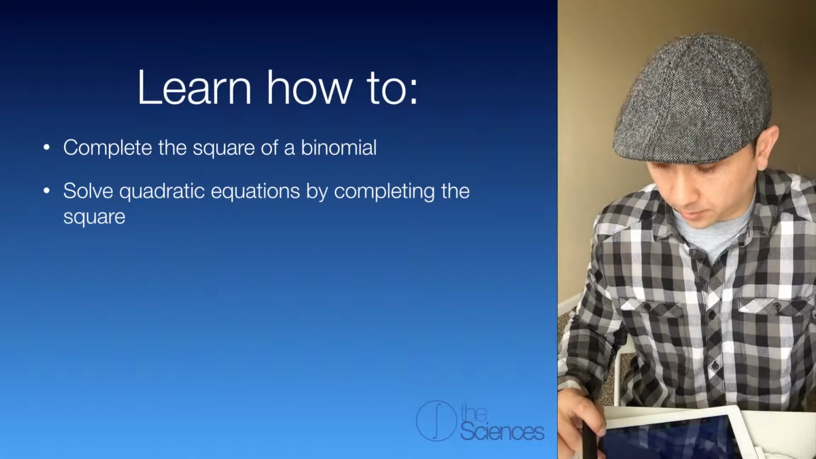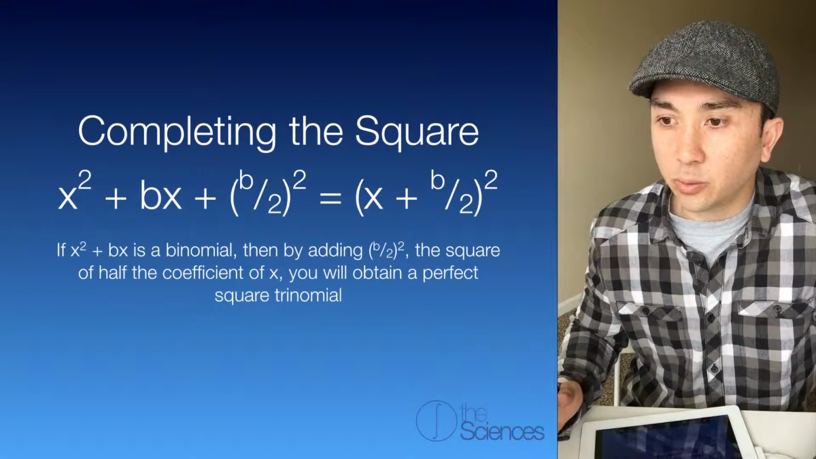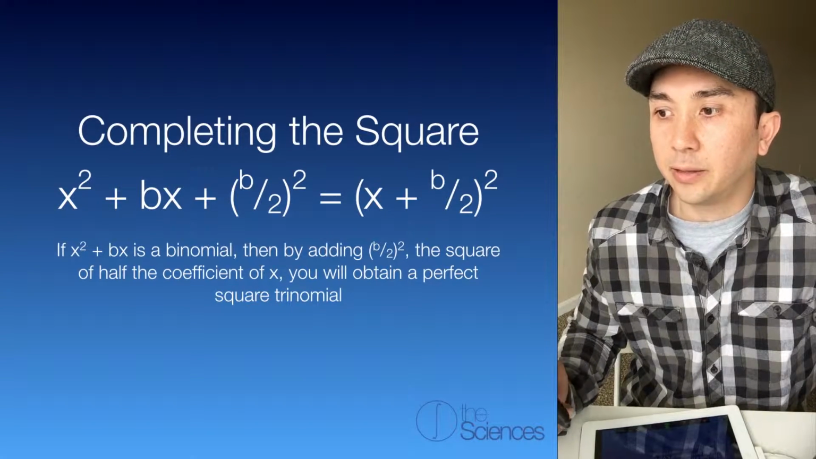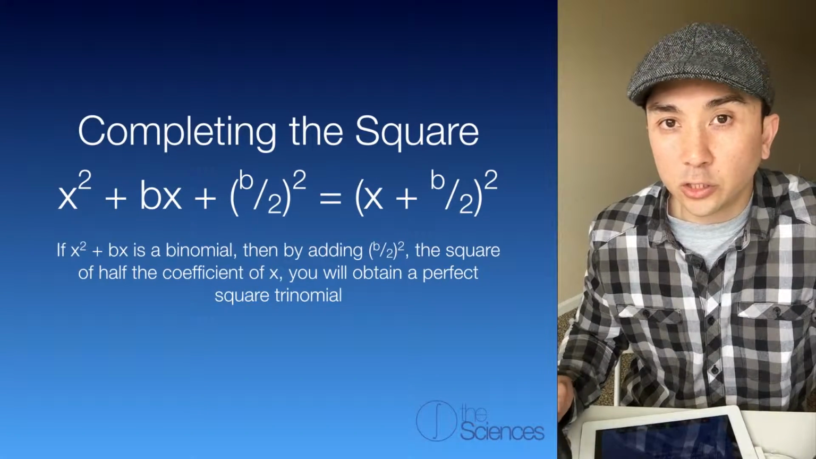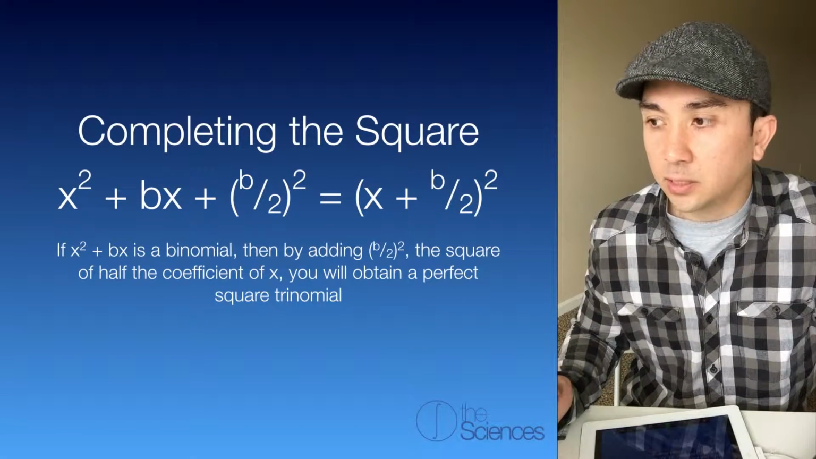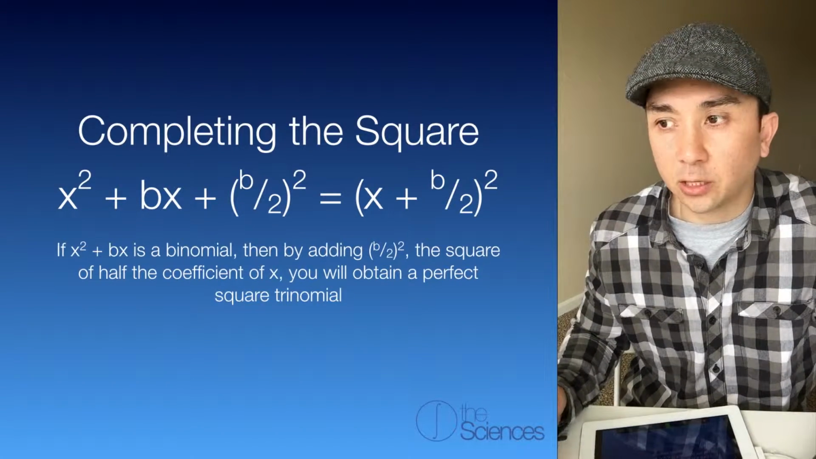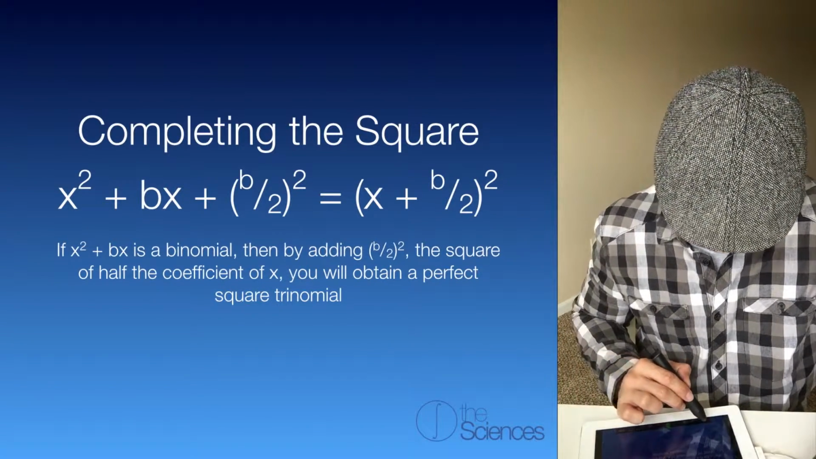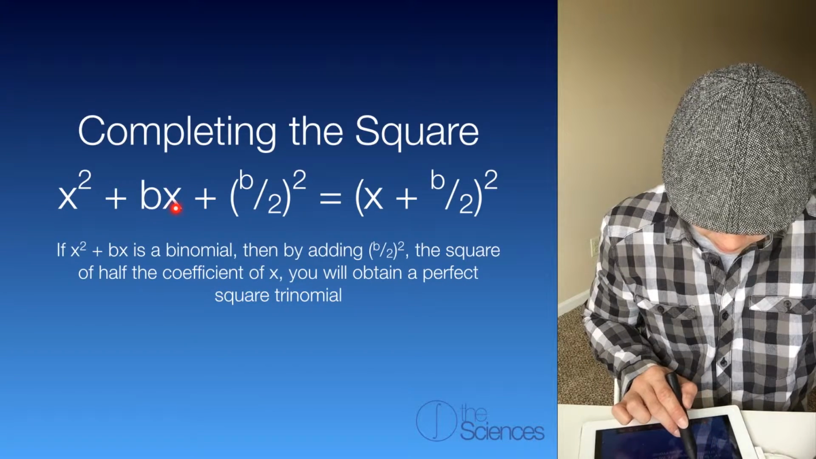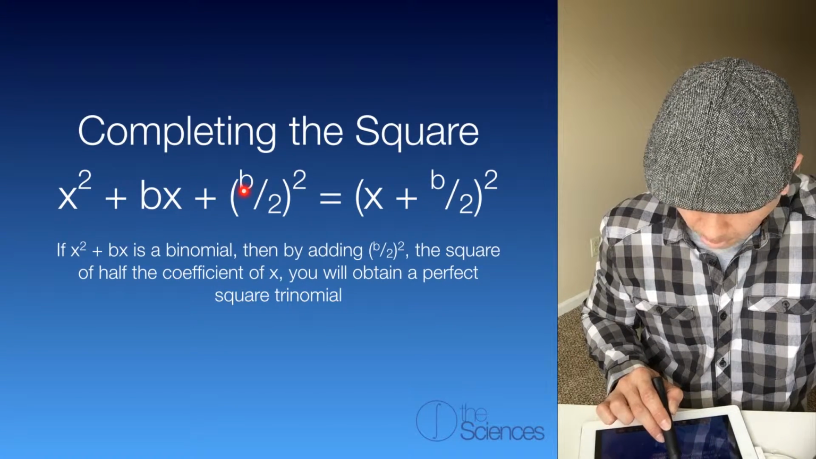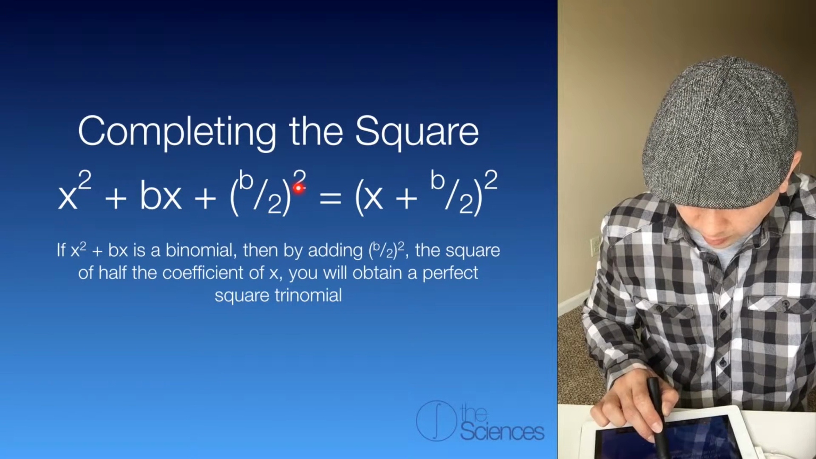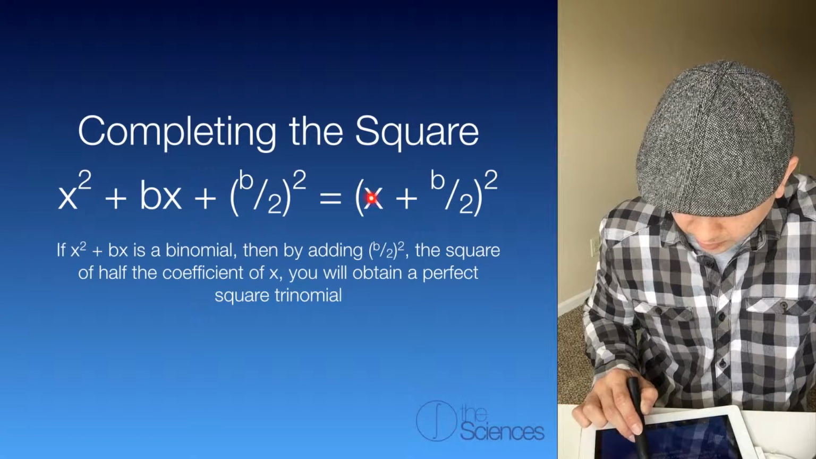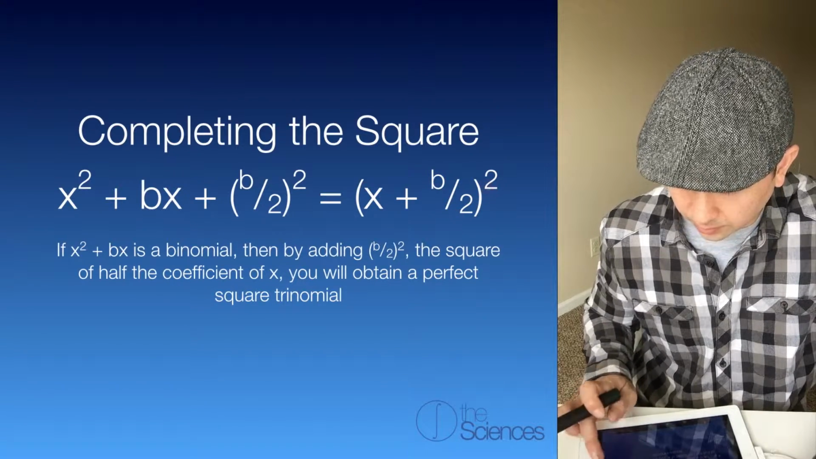Completing the square works like this: if x squared plus bx is a binomial, then by adding b over 2 squared, the square of half the coefficient of x, you will obtain a perfect square trinomial. So here, if we have x squared plus bx and we add b over 2 squared, then we'll get the perfect square trinomial x plus b over 2 squared.